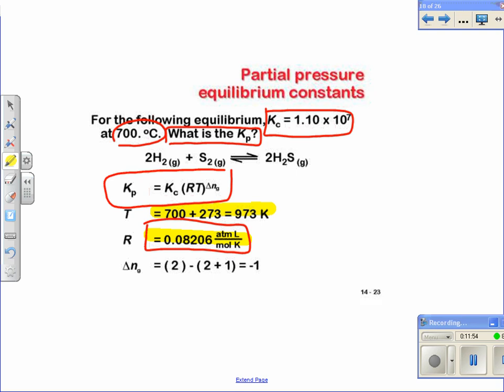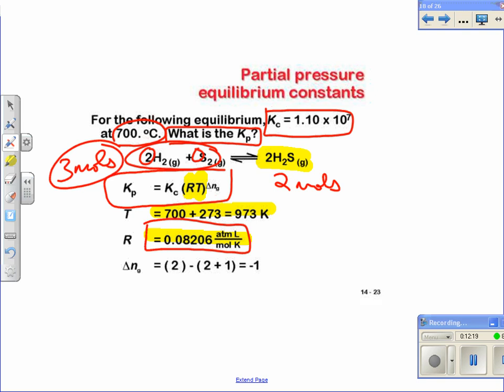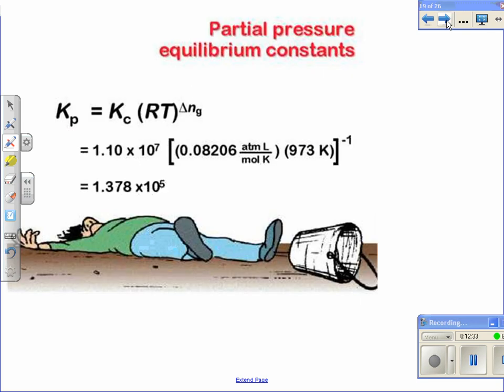R is a constant. Plug in R, so we have T, we have R, we need delta n. Delta n is moles of gaseous products minus moles of gaseous reactants. If you look right here, I have a total of 2 moles of products on that side. On this side, I have 2 here and 1 there, 3 moles of gaseous reactants. So then what do I have to do? It's going to be 2 minus 3, which equals -1. So my value for delta n is -1, and all I'm going to do is come back and plug it into the expression.